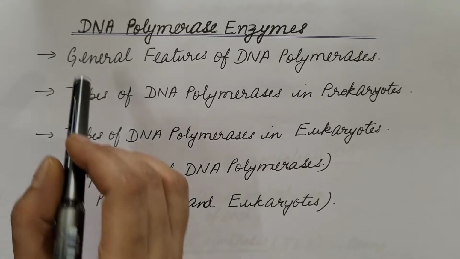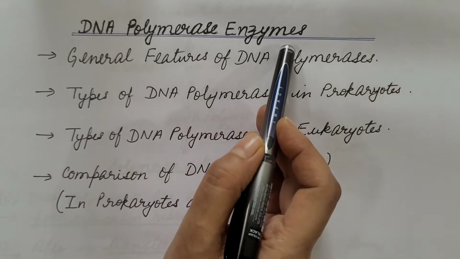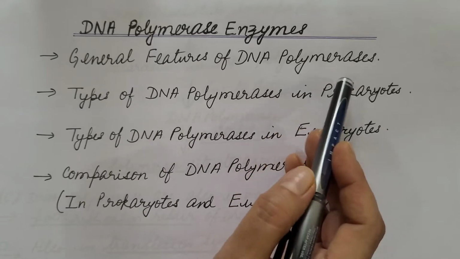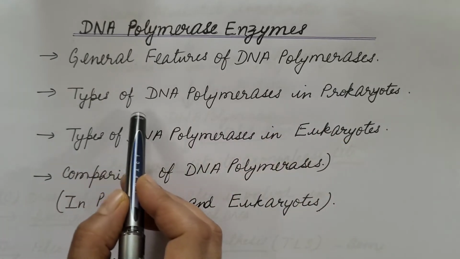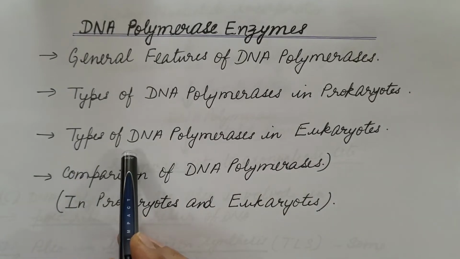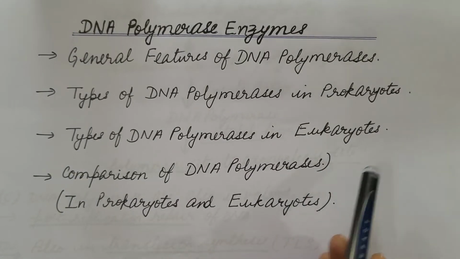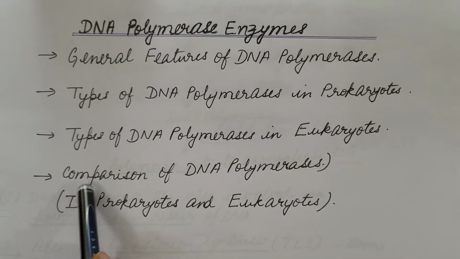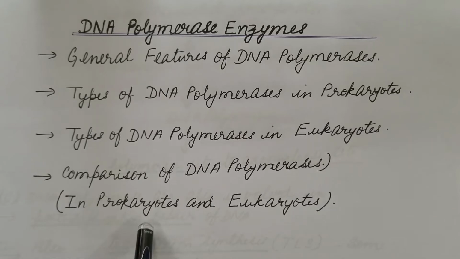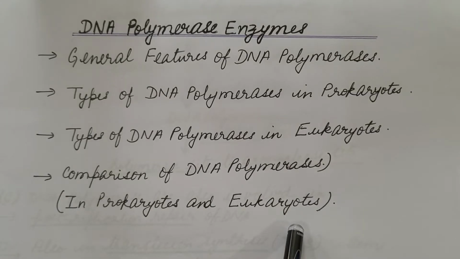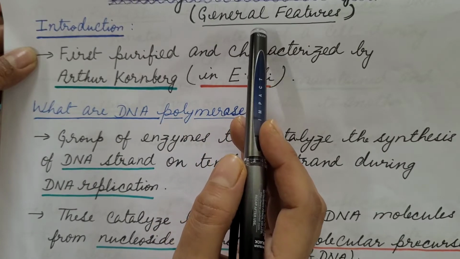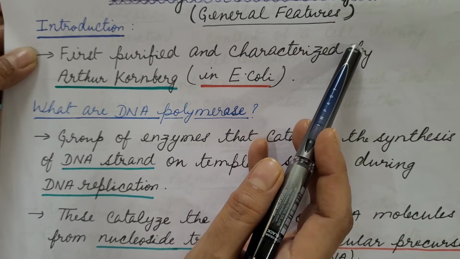Today we are going to discuss DNA polymerase enzymes. We will discuss general features of DNA polymerases, then types of DNA polymerases in prokaryotes, then types in eukaryotes, and at last a comparison of DNA polymerases in prokaryotes and eukaryotes. So, stay tuned. Let us see general features of DNA polymerase enzymes.